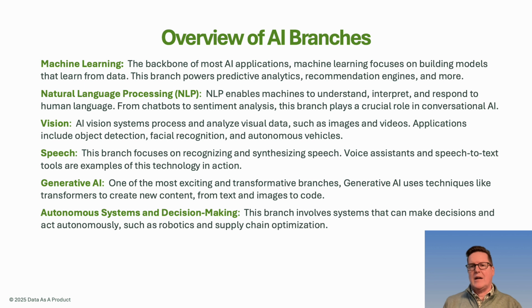Then we have generative AI. It's one of the most exciting and transformative branches. Generative AI uses techniques like transformers to create new content, from text and images to even computer code. And finally, we have autonomous systems and decision-making. This branch involves specialized systems that can make decisions and act autonomously, such as robotics and supply chain optimization. Now, in this module, we're going to focus primarily on machine learning and generative AI, as these are the most relevant and impactful areas for product managers today. So let's explore how these branches work and what makes them unique.